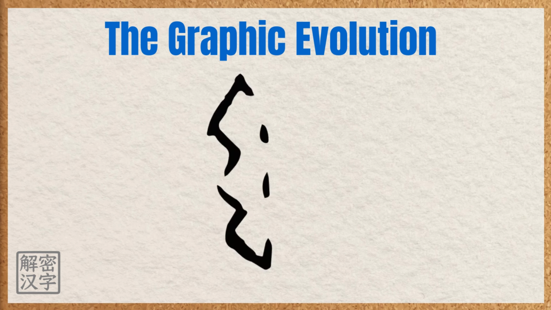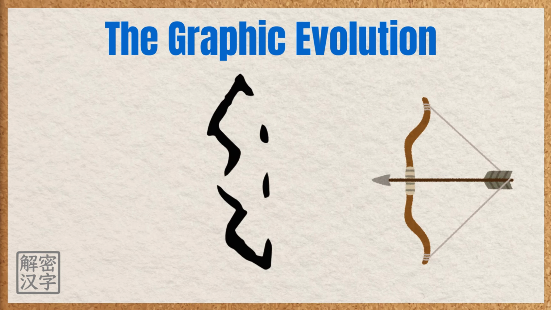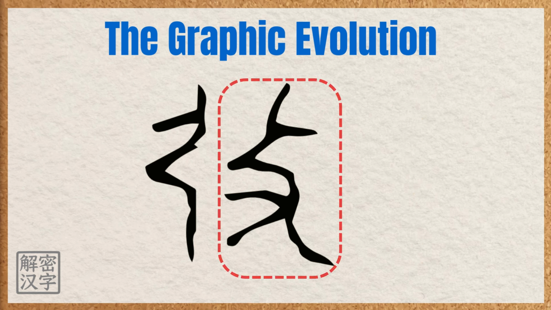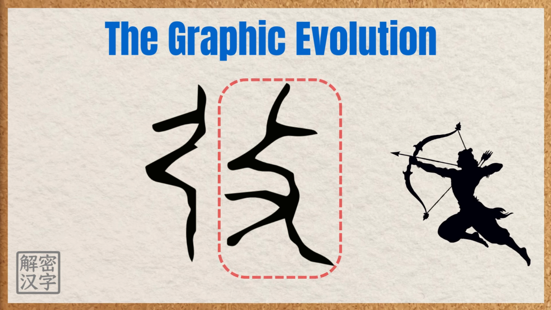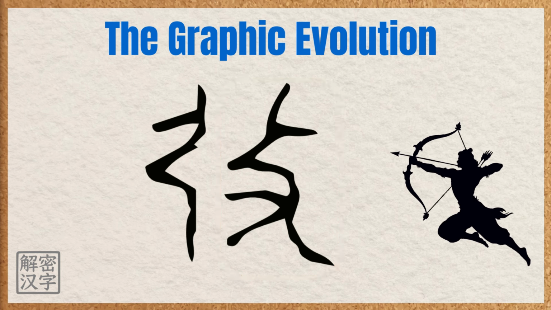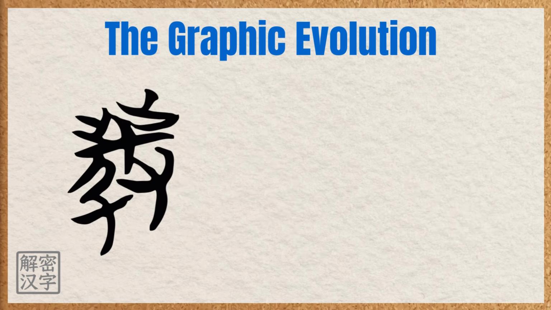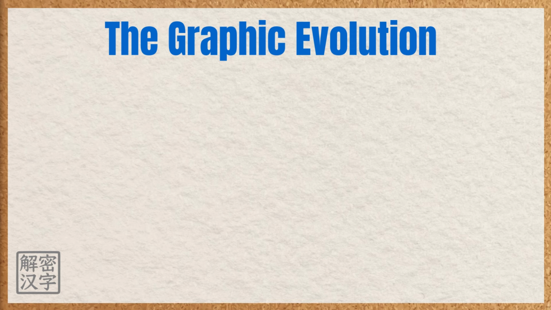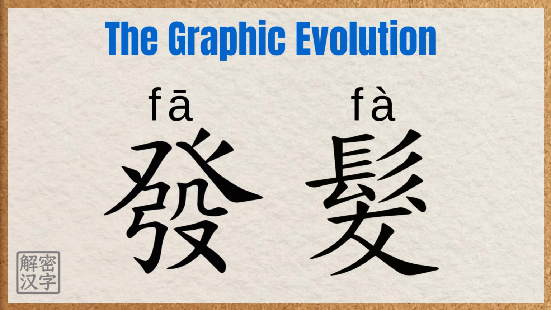In Oracle bone script, the earliest form of this character looked like a bow and arrow. In bronze inscriptions, the character evolved further. The right hand part added an element suggesting a hand holding a tool, emphasizing the meaning of shooting an arrow with a bow. Later, as the writing system evolved, it split into two traditional forms, fa and fa.